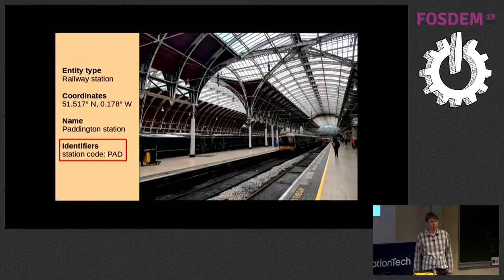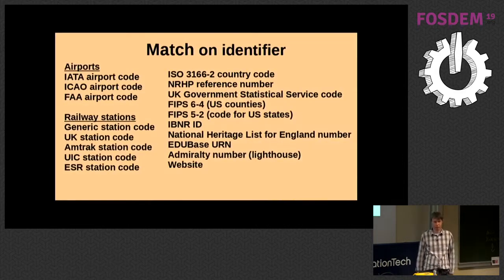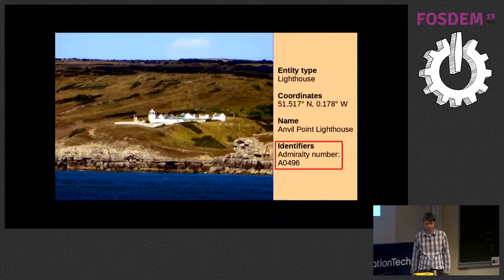I've got some more examples. This is Paddington Station in London. So it'll look at the identifier, the station code, which is in both Wikidata and OpenStreetMap. And in fact, there's lots of identifiers that I compare. These identifiers all have a key that they appear in OpenStreetMap, and a property in Wikidata that I can use to match on. Here's another example. Here's a lighthouse, and all lighthouses have a standard reference number that I can match on.